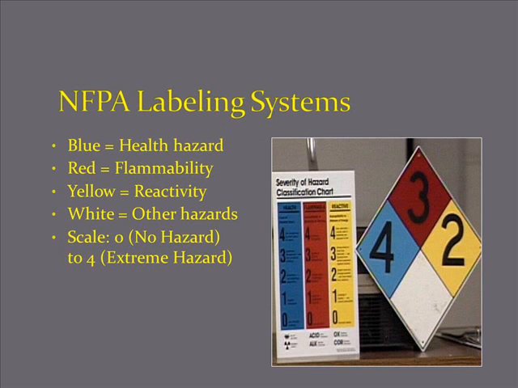The NFPA labeling systems. This is the fire diamond and fire hazard chart. The blue stands for health hazards, the red is the flammability, yellow is reactivity, and white equals other hazards, with a scale being from 0, no hazard, to a 4, to being extreme hazard.